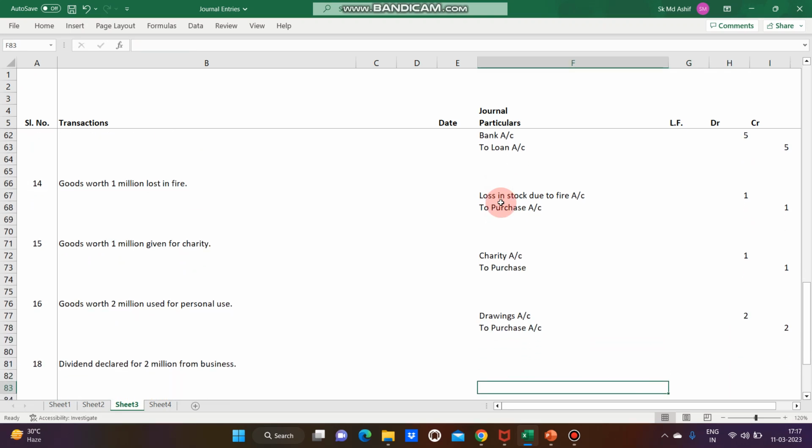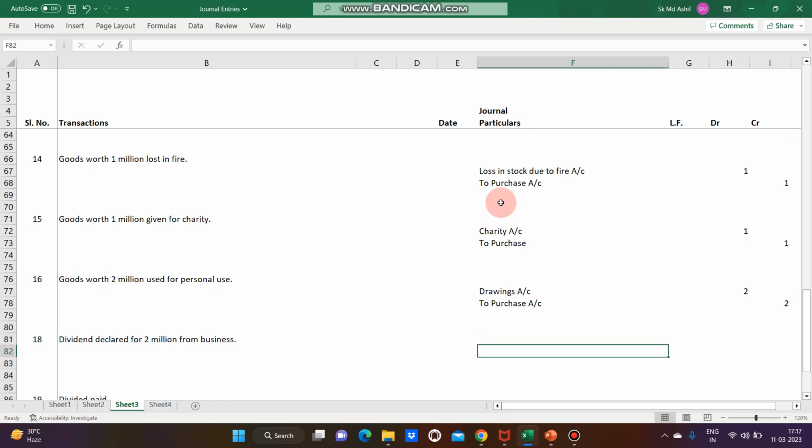Dividend declared for 2 million from business. So dividend is declared, but it is not being paid here. So that means that there is an increase in liability for you. So it will be called as dividend payable. And where will you be paying your dividends from? It will be your retained earnings. So basically your profits which you have retained in your business. From there, you have to pay your dividends to your shareholders.